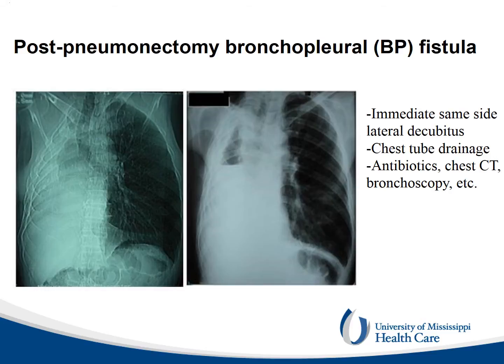The late appearance of an air fluid level in a previously totally opacified pleural space is usually diagnostic of a bronchopleural fistula and is an indication for the placement of a chest tube in addition to placing the patient on the same decubitus of the affected side to prevent aspiration through the bronchopleural fistula in the contralateral healthy lung.